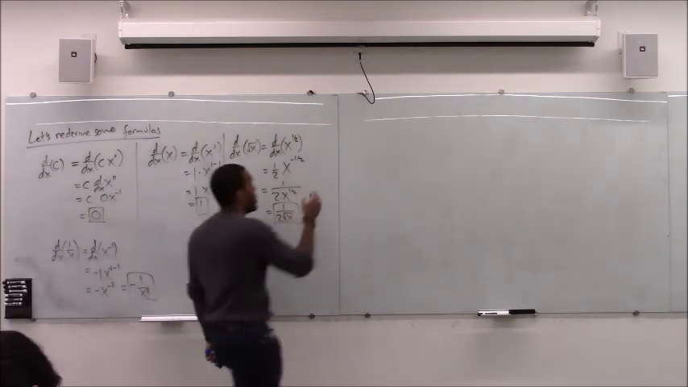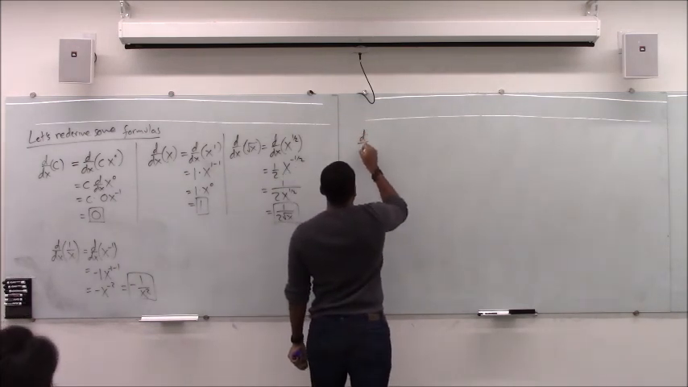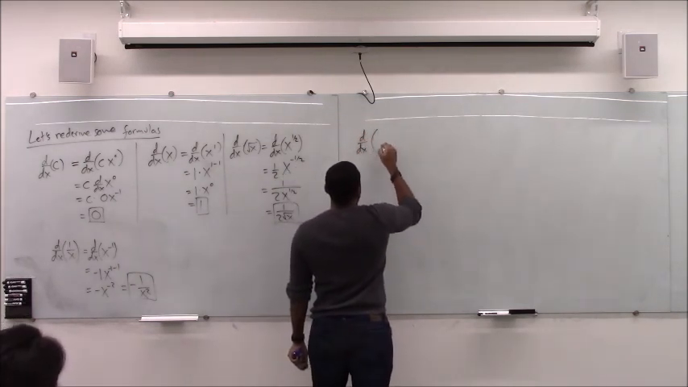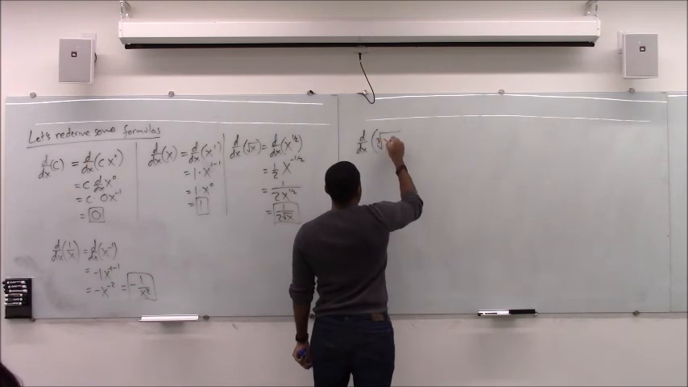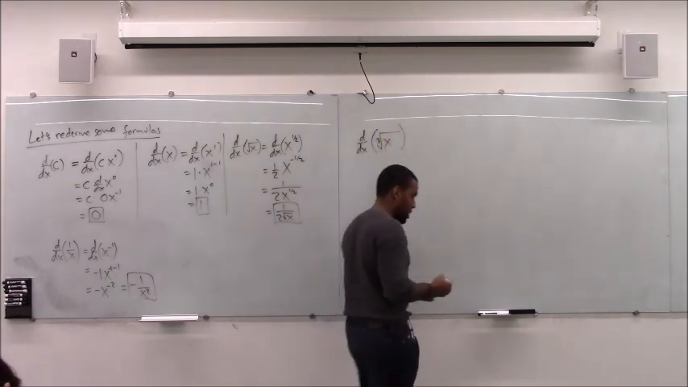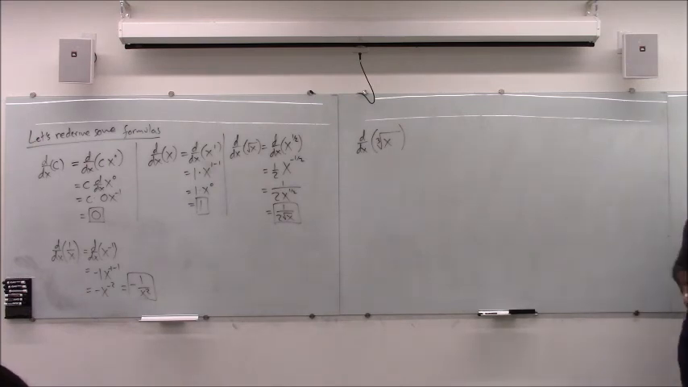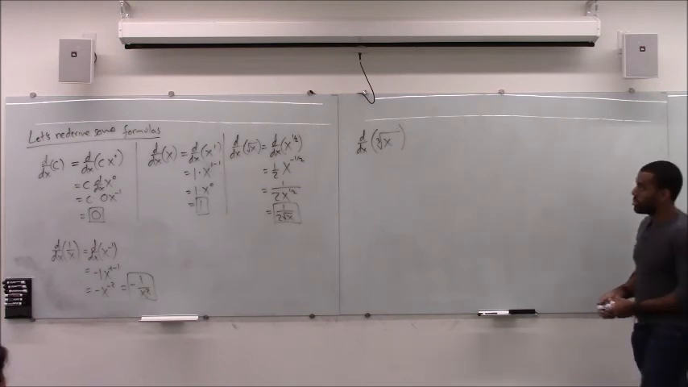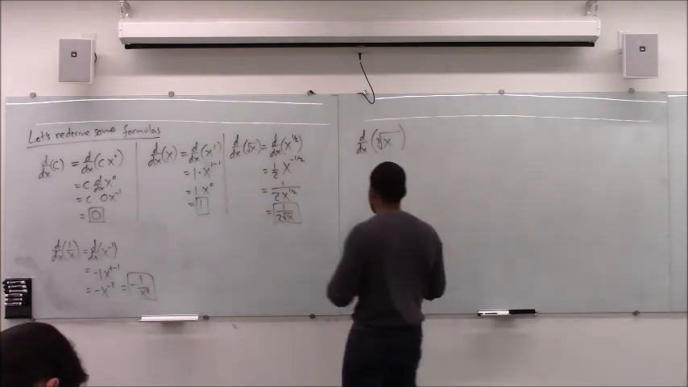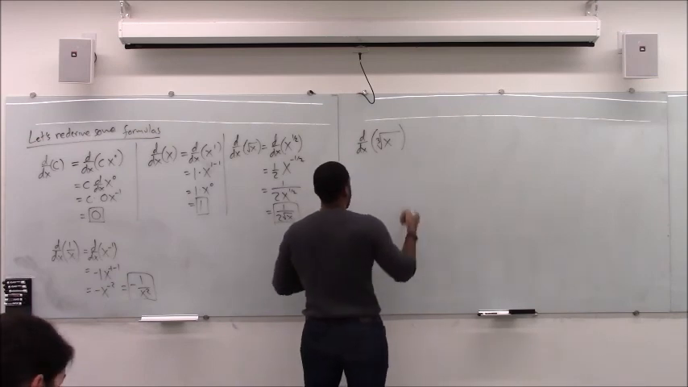So what if I ask you, what is the derivative of the cube root of x? How do you find the slope of the tangent line to that function? One-third x to the negative 2/3 power.